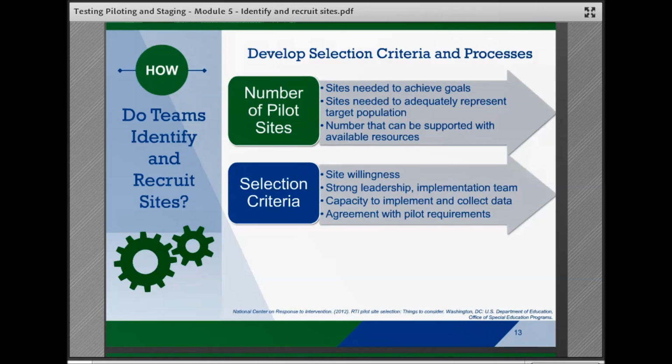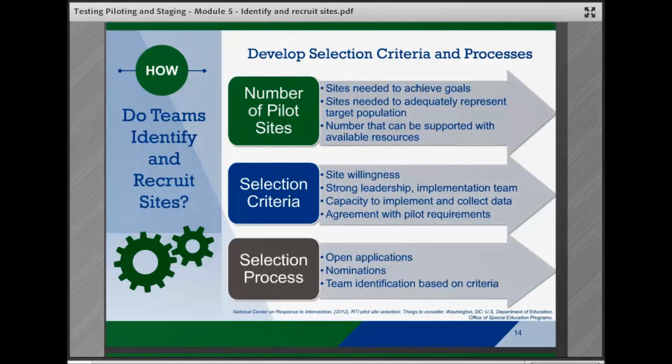Teams should consider appropriate selection criteria, which may include the site willingness to pilot and staff motivation, strong leadership and local implementation teams, sufficient organizational capacity to implement the selected intervention and participate in data collection, or the potential to build such capacity, and agreement with pilot site requirements. And the team will need to establish a process for selecting sites, which may be in the form of open applications, nominations, or team identification based on selection criteria.